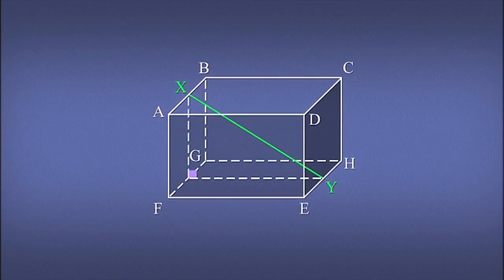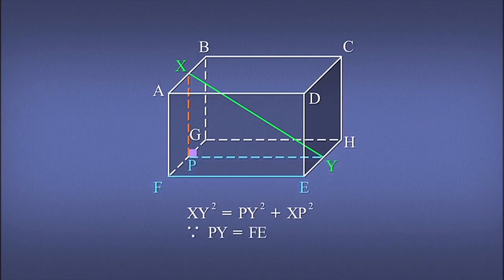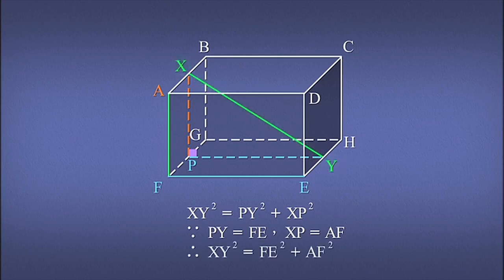Pythagoras' theorem may help. XY squared is equal to PY squared plus XP squared. The length of PY is FE, and the length of XP is AF. Through substitution and evaluation, the length of XY is found.